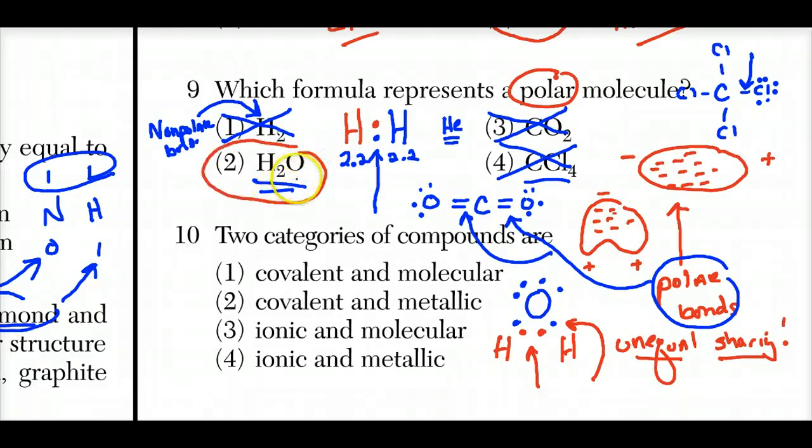It has polar bonds, but the key thing here, it's asymmetrical. Okay, that allows the polar bonds to create an area. Okay, so number 9 is 2. A lot of explanations there, but you should know water is polar if you knew nothing else.